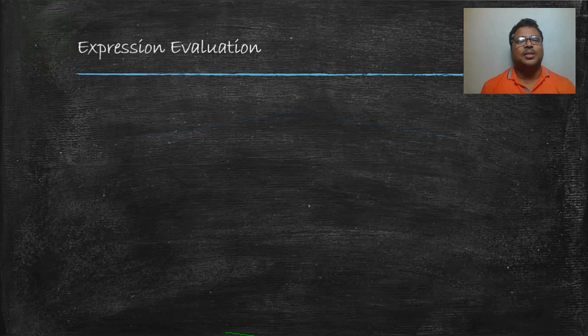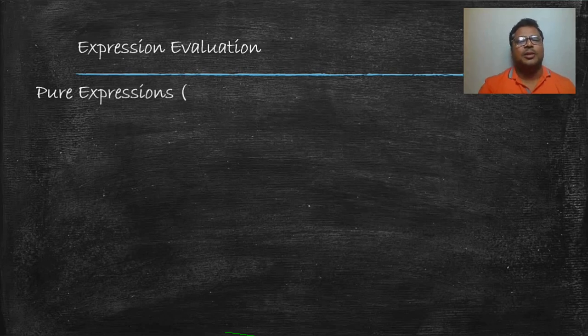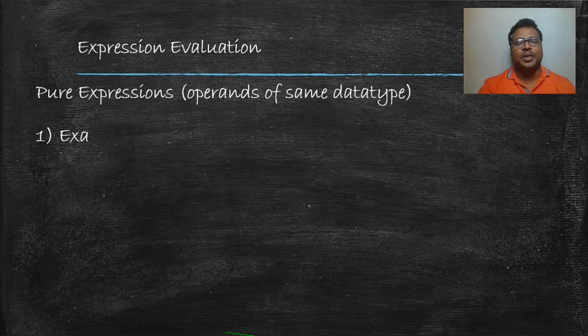We go for the next, expression evaluation. First we will discuss how to evaluate an expression of any type. First we go for the pure expression. In a pure expression, the expression is evaluated according to the precedence of operators and so on. We will discuss the precedence of operators and the hierarchy of data types in the next tutorial.